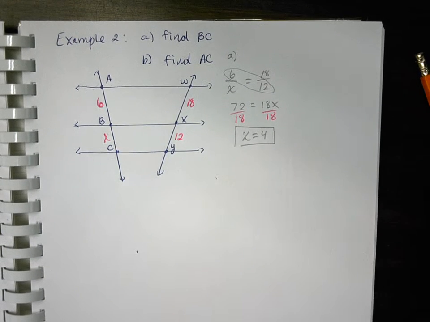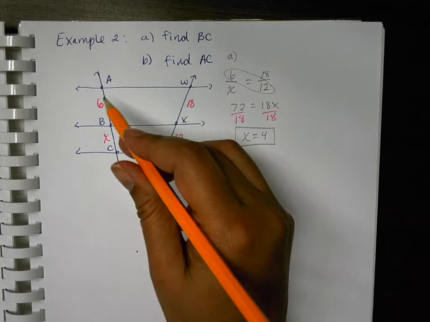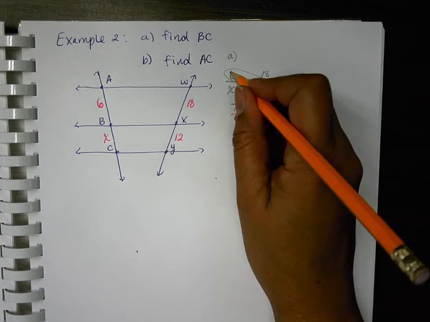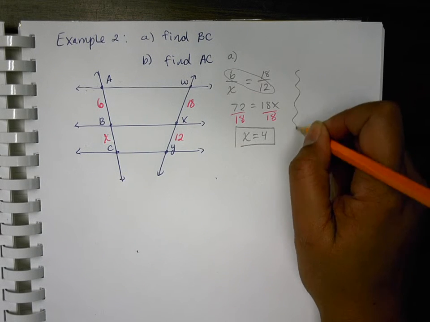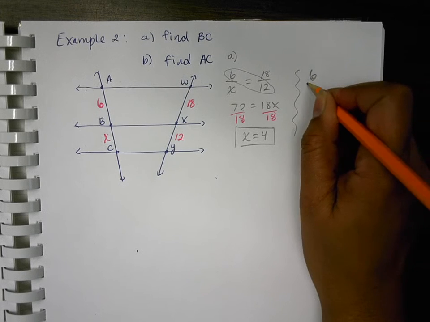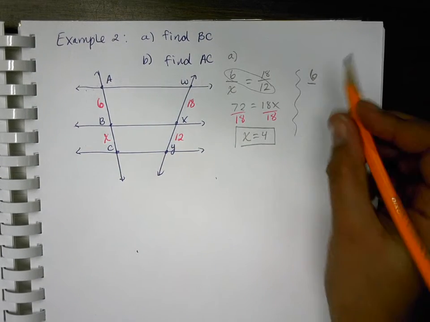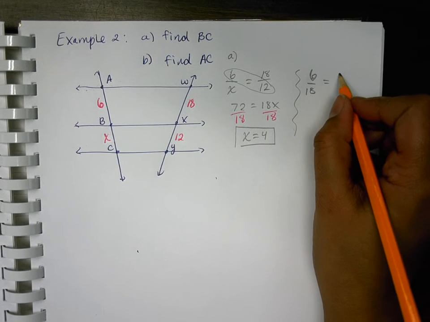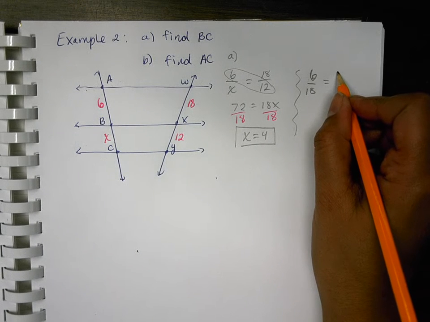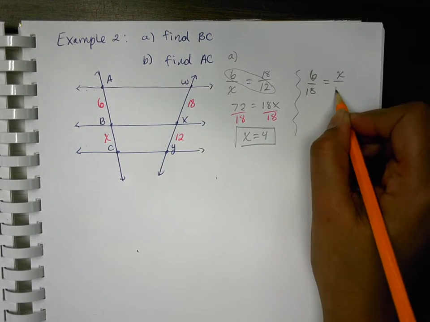All right, so back to the question on can I rewrite it different ways? So instead of 6 over x, what's another option we could have done? 6 over, I can't go diagonal. 6 over what? 18 equals 12 over x or x over 12? And I'm just going to do a visual.